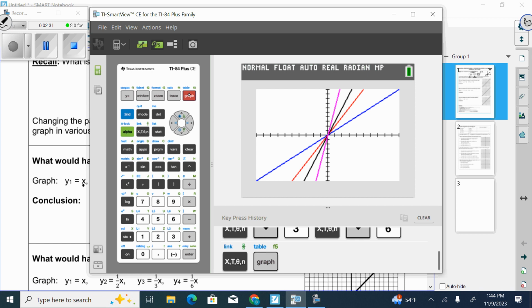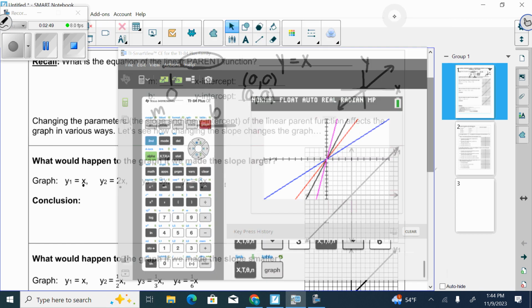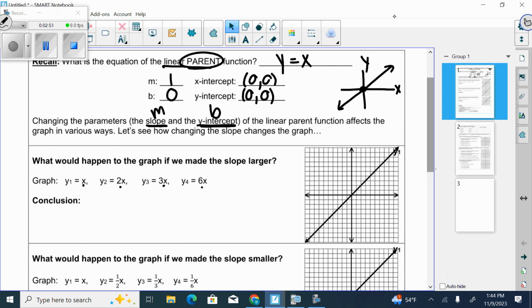All right, so the first line it graphed there was the blue line. Then it graphed the red line, and then the black line, and then finally the purple line. And if you notice, each one of those lines is a little bit steeper than the one before it. So I'm going to come over here and graph these. They already graphed what we would have seen in y1. Now I'm going to graph what I would see in y2.